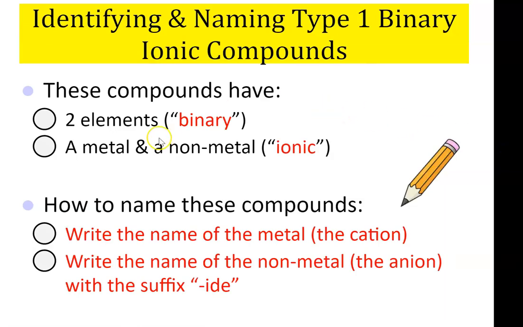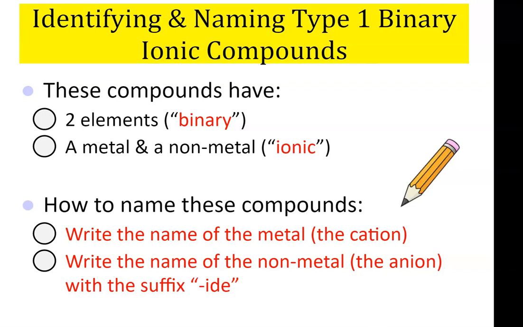Okay, so let's talk about these words first of all, because it sounds kind of scary, but the word binary just means that you have two parts to something. So in this case, we have two elements. And for type 1 binary ionic, we have a metal and a nonmetal. And because they're ions, they're called ionic. Okay, so that's all it means. Binary ionic means you have two things that are ions forming a compound.